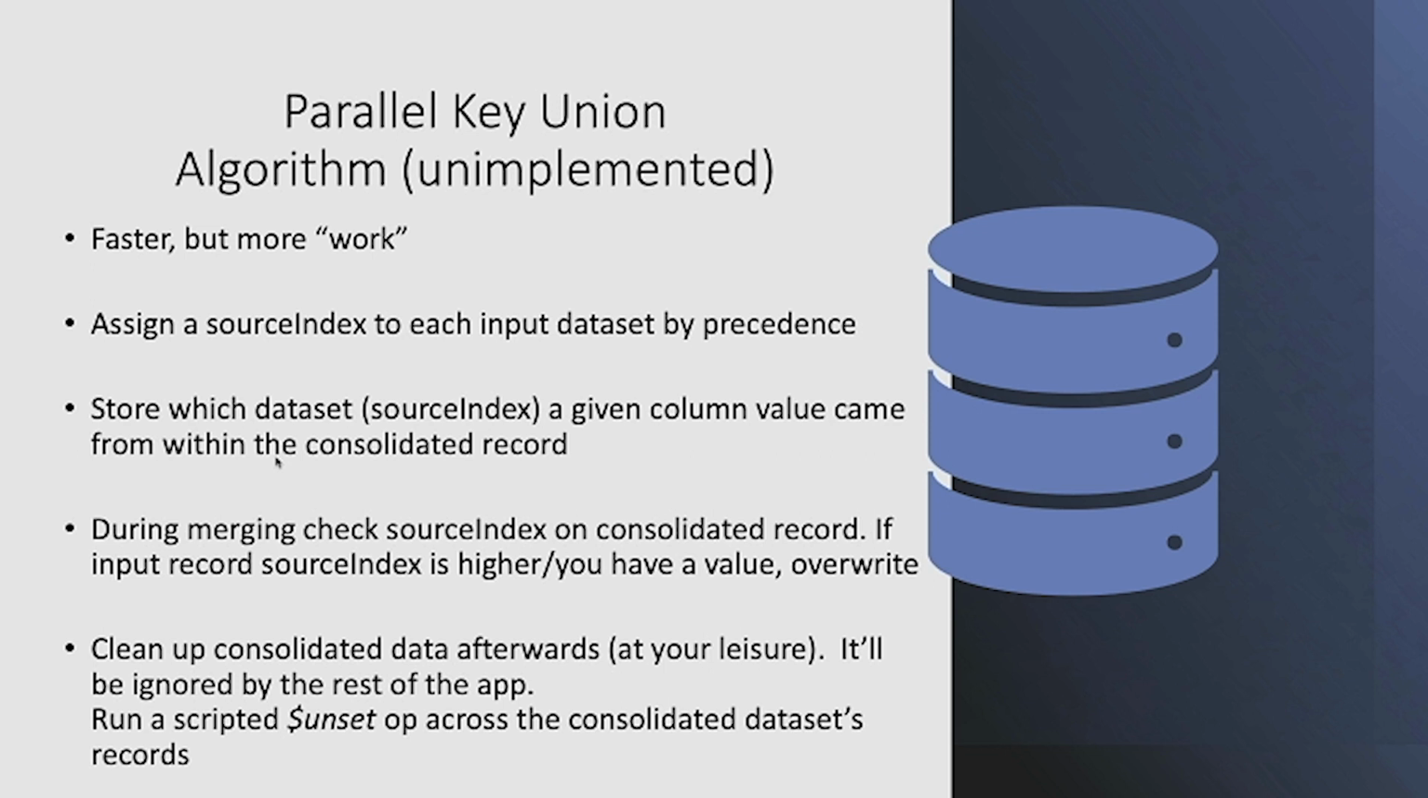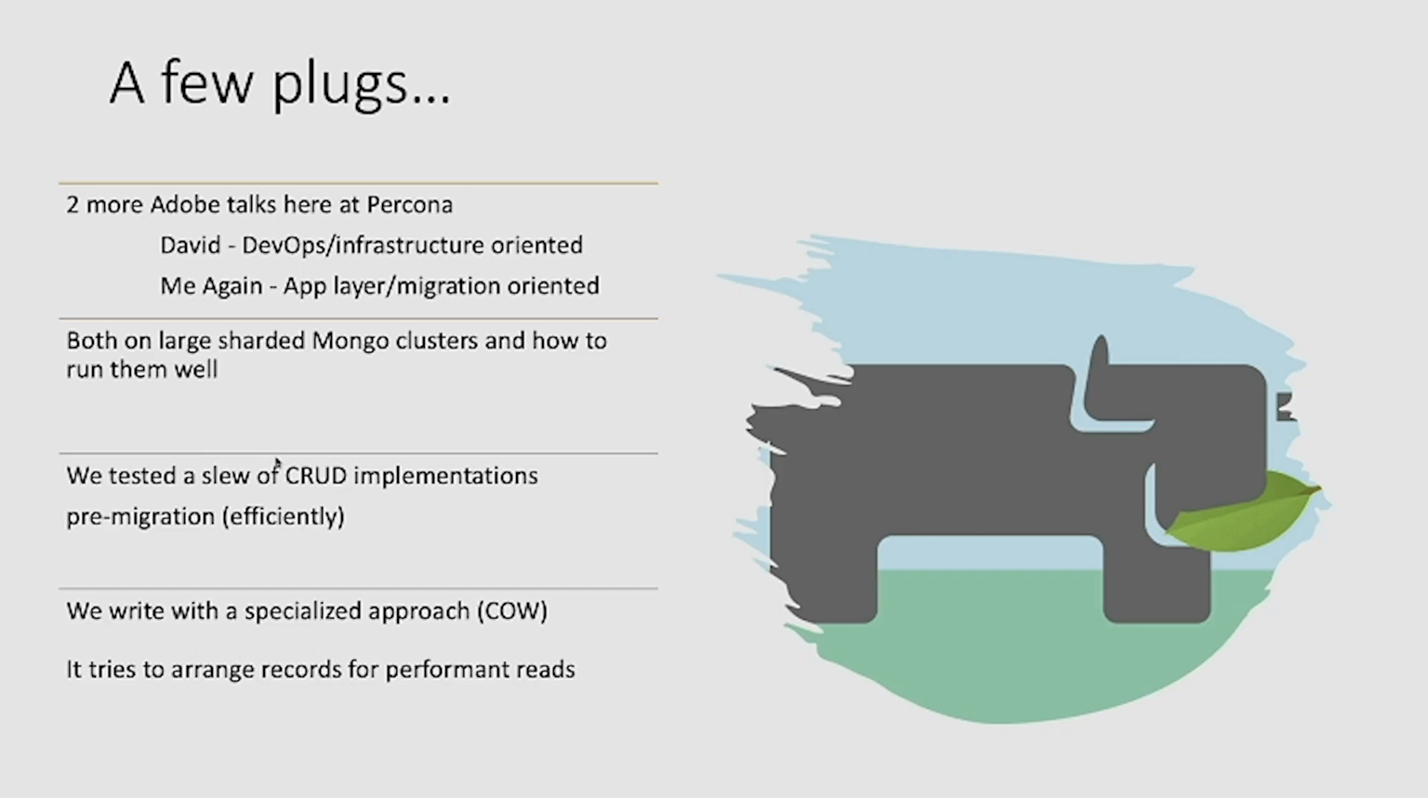After the fact, run a simple cleanup of your instrumentation data using scripted unset, but the data will be ignored by the rest of our pipeline, so it's not really a big deal. You can do that at your leisure. I might end up implementing this for key merge, but I don't really see a need at this point. Things are generally pretty performant as is.